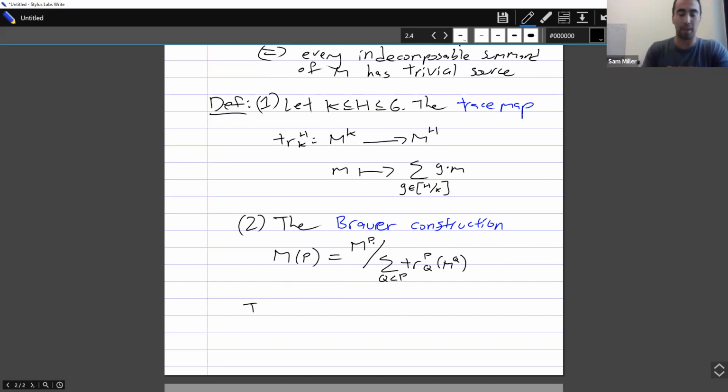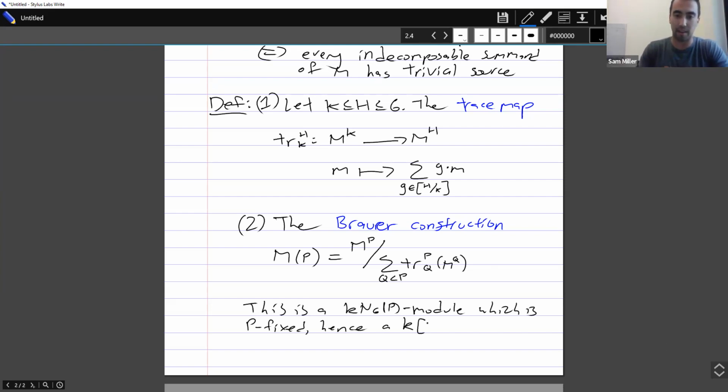And so M(P) has a natural K N_G(P) module structure, and it's P-fixed. Therefore, it's a K N_G(P)/P module. So this is a K N_G(P) module, which is P-fixed, hence a K N_G(P)/P module.